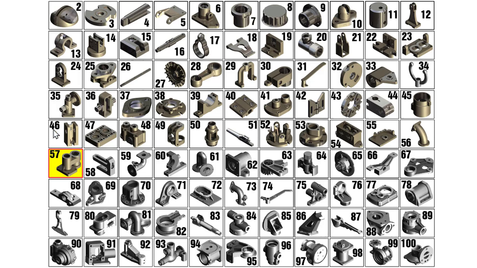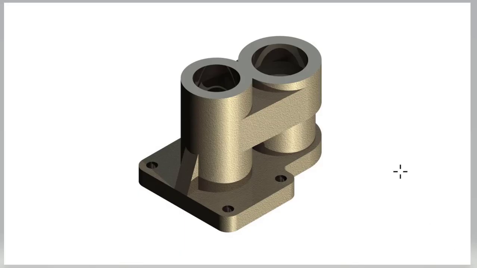Hi my friends, let's model the part number 57, transfer casing, from my collection of 100 parts. The picture of this part is here. There are some hollows inside. Let's see the drawing.